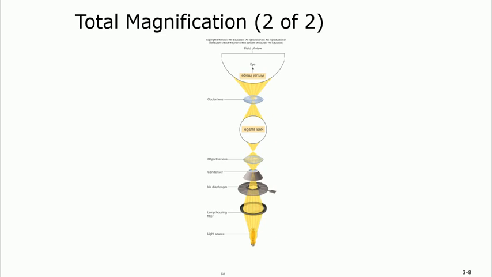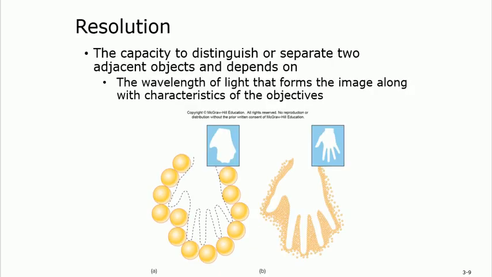These are the two again, objective and ocular. Objective multiplied by the ocular gives you the total magnification. This is the first concept, which is magnification. The second concept that we talked about is the resolution.